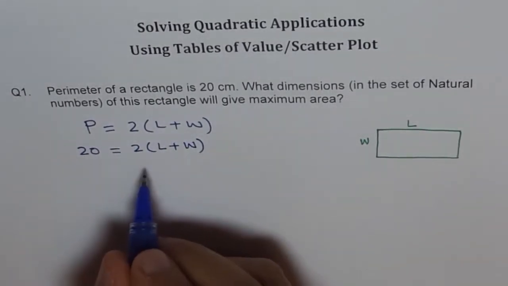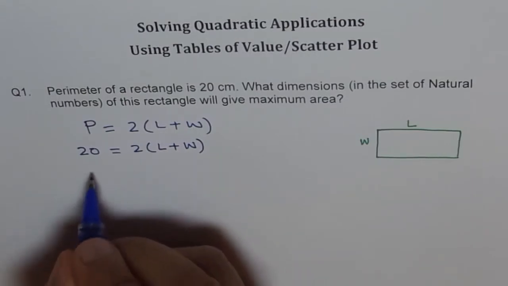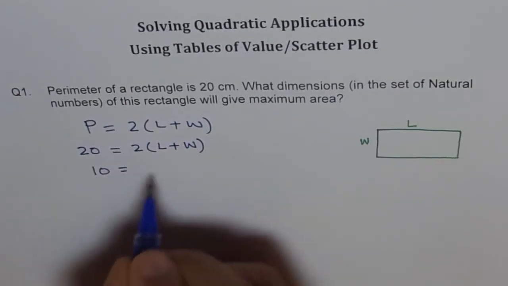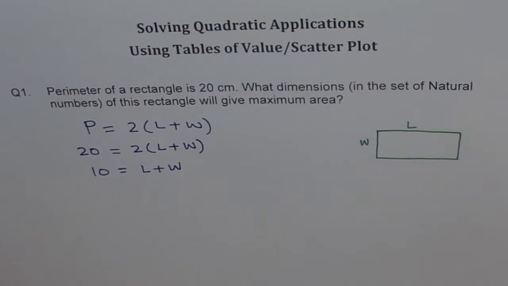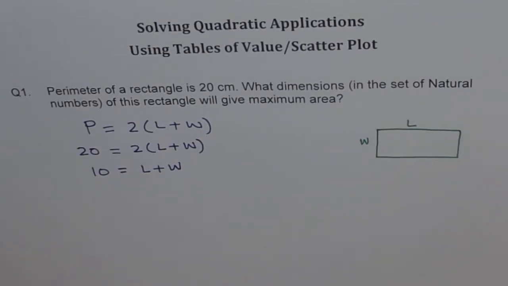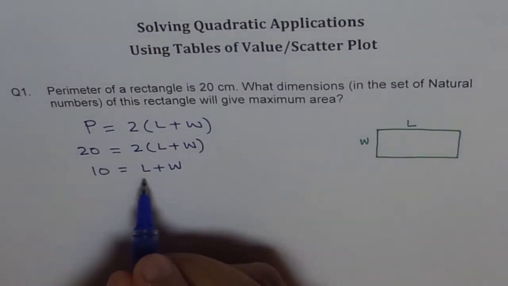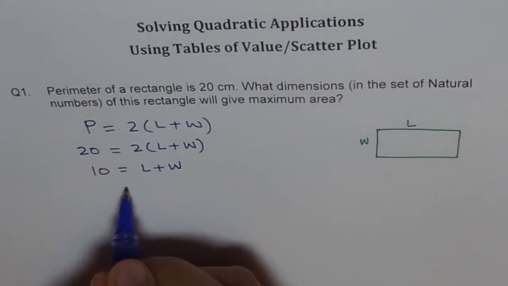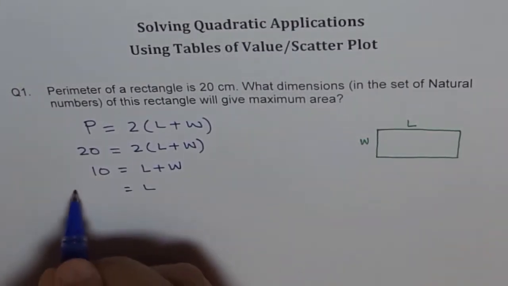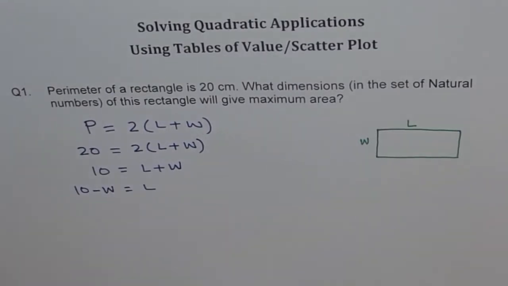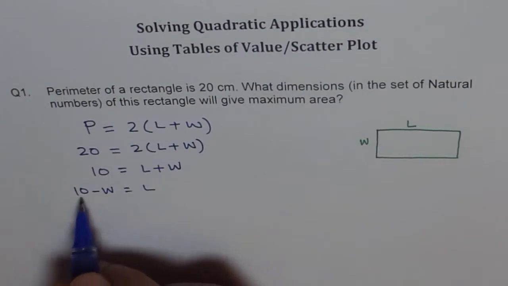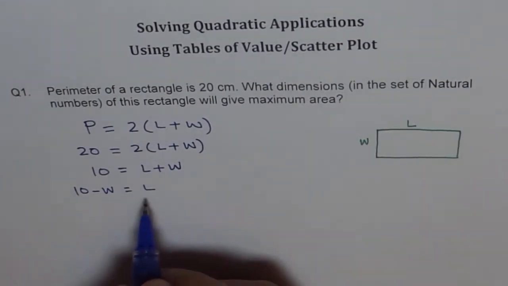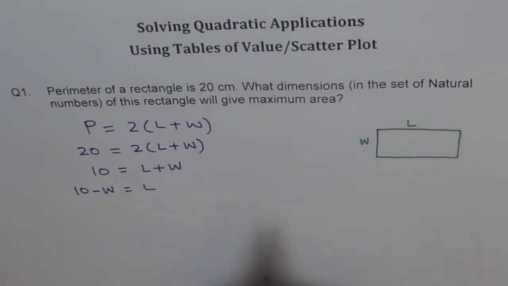Now we can simplify it, dividing by 2 on both sides. So we get 10 equals length plus width. Now from here we can write one variable in terms of the other. Correct? So let's write L in terms of W. Let's say length is equal to 10 minus W. Now, when we have this length equals 10 minus W, then we can use only one variable and get the area.